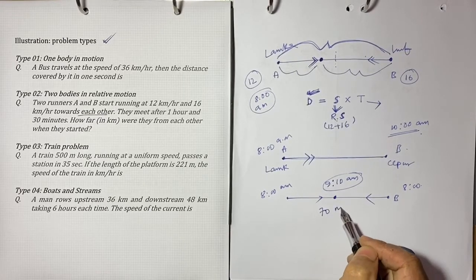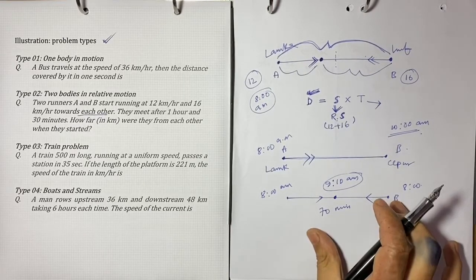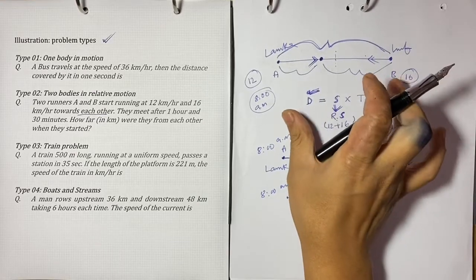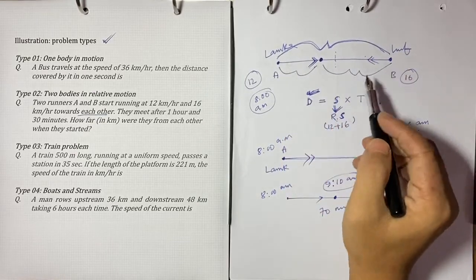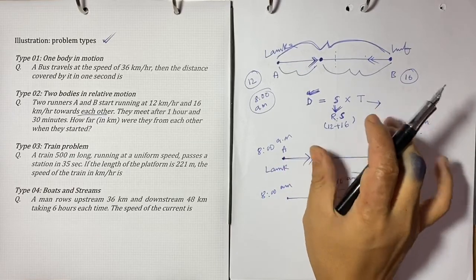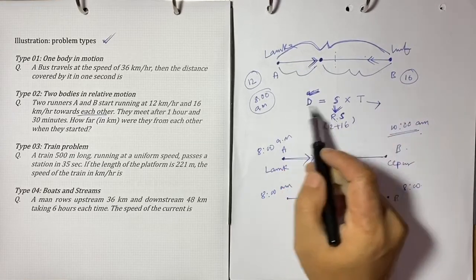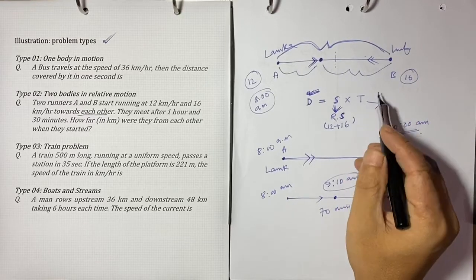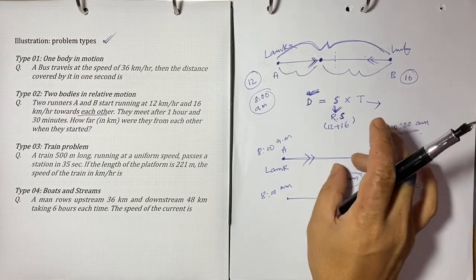So in this particular problem, distance means the initial distance between them. Speed means the relative speed of the two persons. Opposite direction, we add; same direction, we subtract. Time means the time taken by the two of them to meet each other.